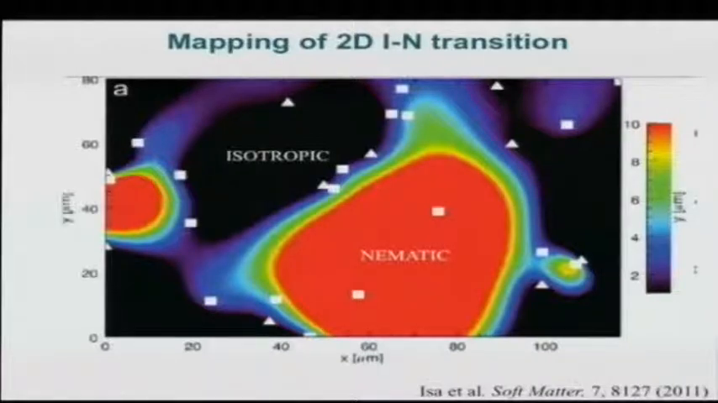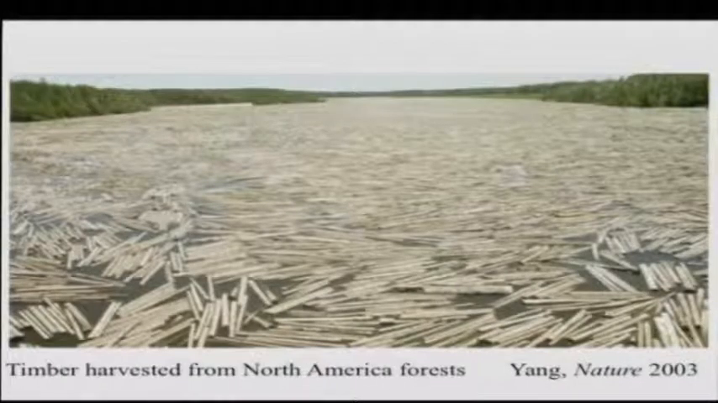And the other reason why I got really interested is that the isotropic-nematic transition in 2 dimensions is actually a ubiquitous phenomenon. It's much more common than you can think. And I want to show you where you can get the isotropic-nematic transition in 2D at a much larger length scale. This is the way they harvest timber in North American forests through rivers. And you see clearly you have an isotropic-nematic transition with different nematic grains on the surface.